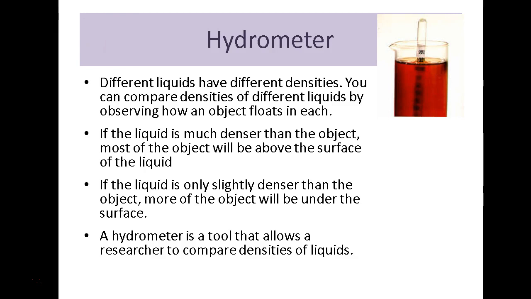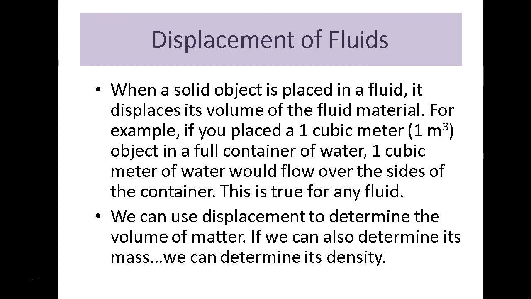For example, if you take a piece of metal and put it in water, it's going to be mostly underwater because it's more dense. A hydrometer uses this to quickly tell what the density of an object is. So, to find density, we have to know the mass, which is easy.